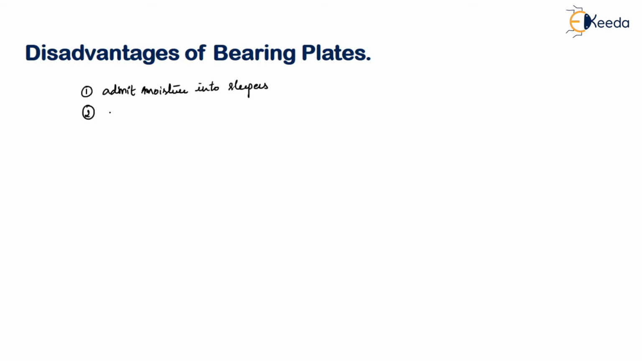Second disadvantage is these plates will rattle when they get loose. Rattle means shake. They will shake when they get loose because of improper fixing of these bearing plates, or the fastenings can get loosened, or the bolts connected to these bearing plates can get loosened, and that will in turn loosen your bearing plate, which will give that rattling sound. Okay, so that is one disadvantage.